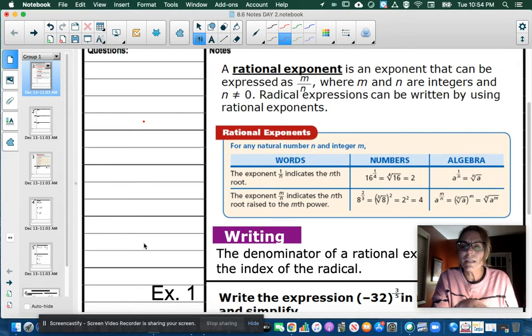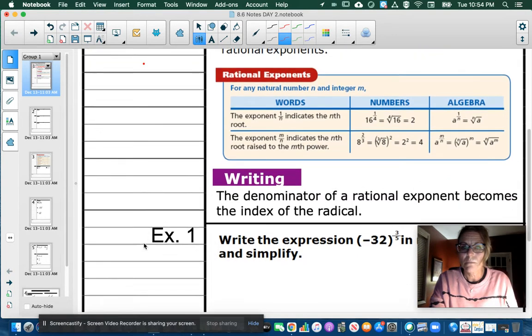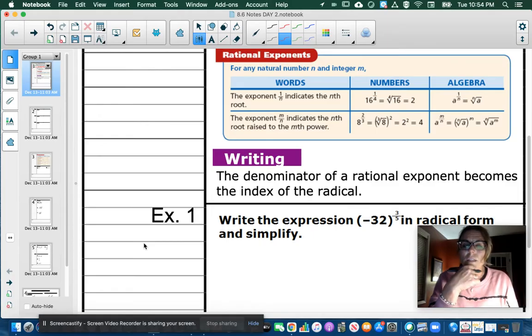A rational exponent is an exponent that can be expressed as m divided by n, where m and n are integers and n does not equal 0. Radical expressions can be written by using rational exponents. The exponent 1 over n indicates the nth root. The exponent m divided by n indicates the nth root raised to the mth power. And we're going to do some examples demonstrating this right now.